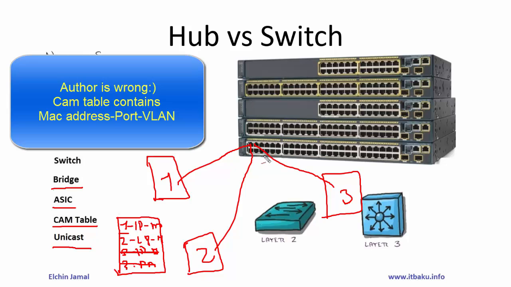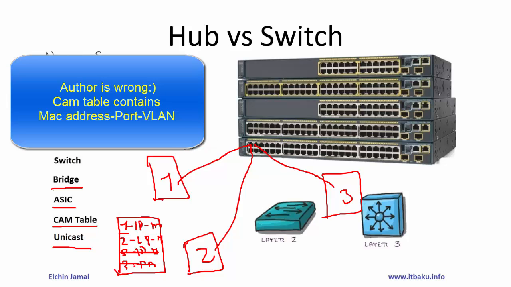the switch doesn't send broadcast signals because it already has information about all these devices in its CAM table, and the switch just uses unicast signals. So as you can see, a switch is better than a hub, and this is the main difference between a switch and a hub.